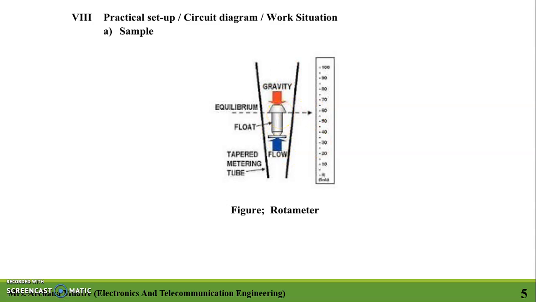Now this is the metering float. We can measure the flow rate of the fluid by the position of this float. This is the calibrated scale which will decide the position of the float. This is the inlet of the tapered tube. As the fluid enters the tapered tube, the float will change its position and according to that the flow rate will be calculated.